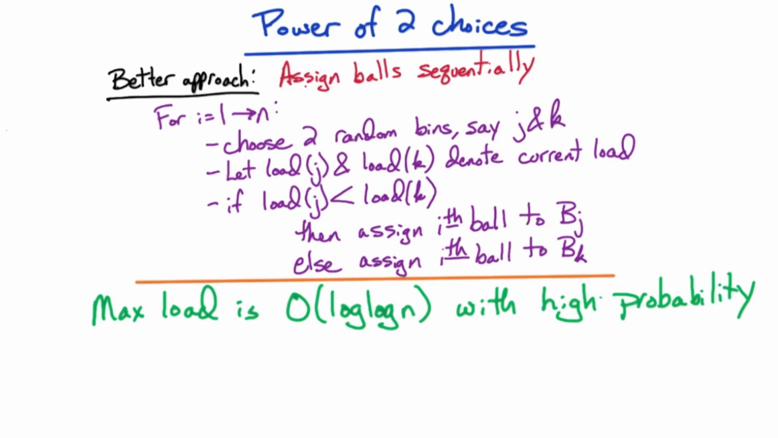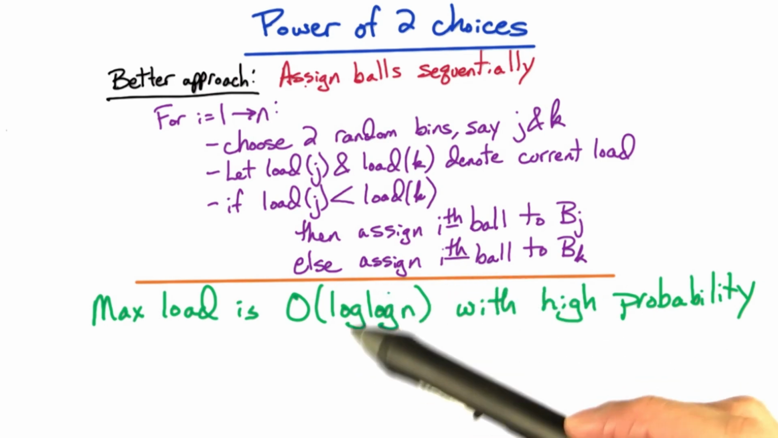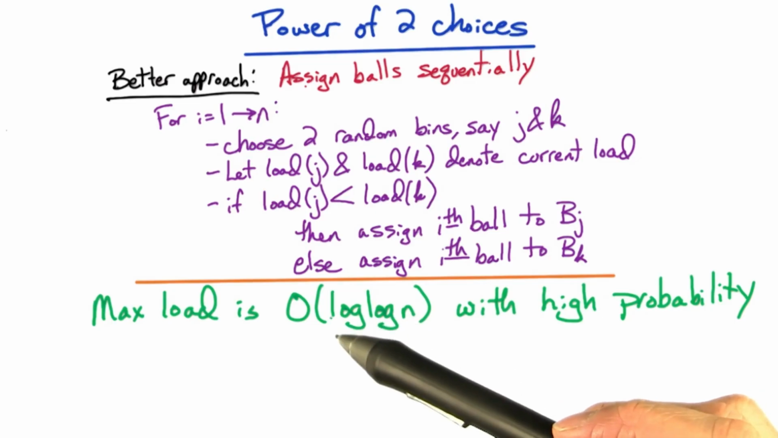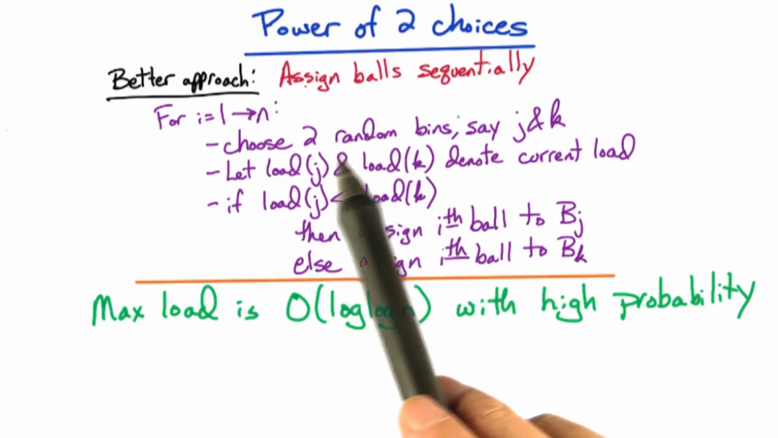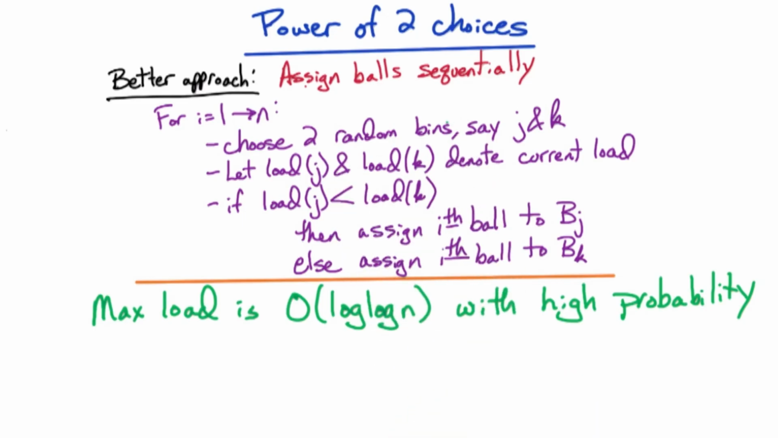Recall that the previous approach had max load on the order of roughly log n over log log n, and we've reduced it to log log n just by, instead of choosing one random bin, choosing two random bins, and sending to the best of the two. This is a substantial gain because log log n is quite small, even for a very large n. So this is almost like order 1. It's very close. It's a very small quantity.